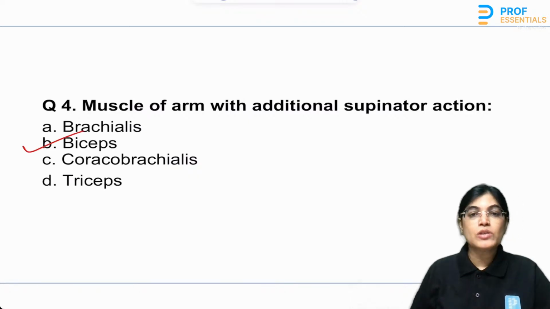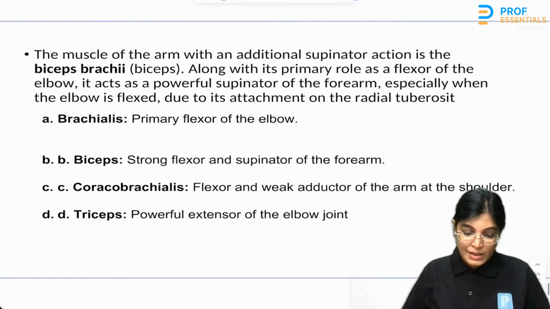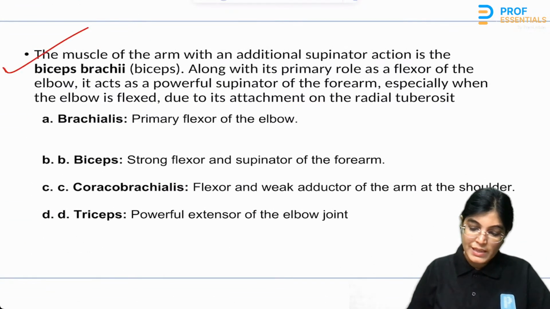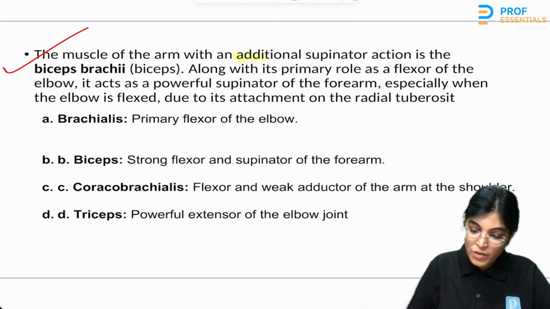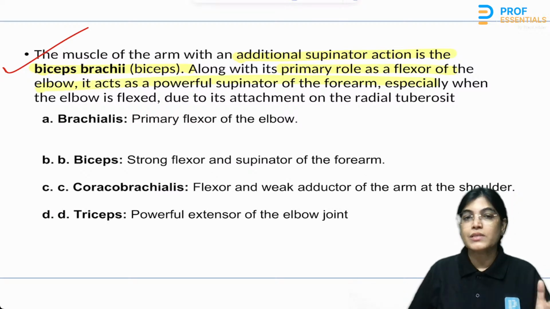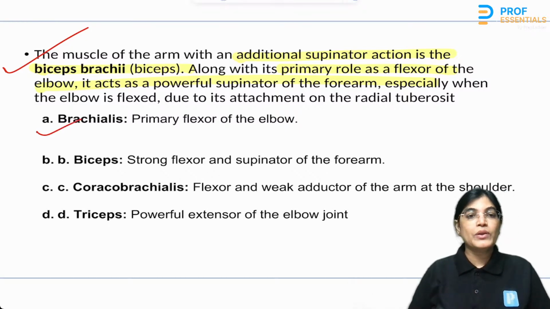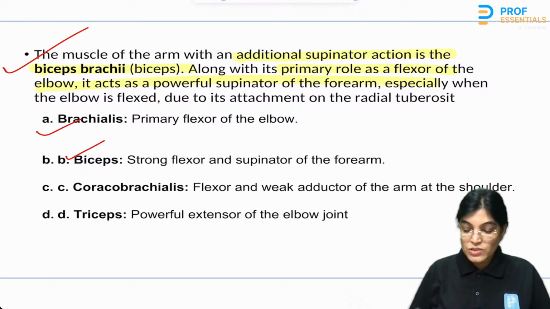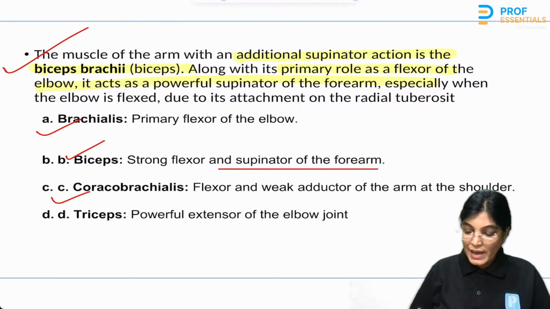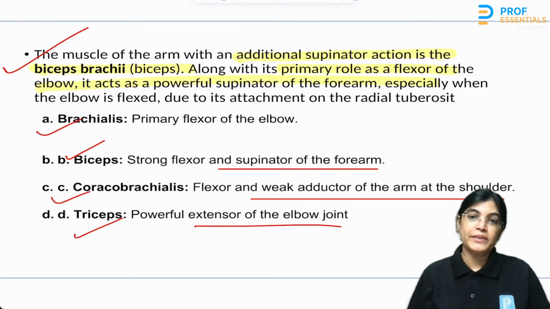Muscle of arm with an additional supinator action: biceps is the muscle which is also having the supinator action. Tomorrow also we have the classes of arm, so we will discuss this in detail. Now, biceps brachii muscle has got an additional action of supinator action, and it is actually a prime flexor of elbow, but it is also supinator of forearm. So this is important for you to understand. What about other? Brachialis is a prime flexor. We know biceps is the flexor and supinator both. Coracobrachialis is adductor of shoulder joint, and triceps is extensor of elbow joint.